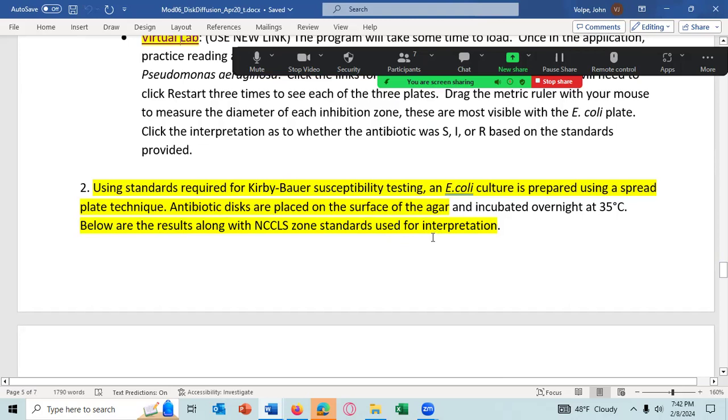All right, in step 2, you're going to be using standards required for the Kirby-Bauer susceptibility test. An E. coli culture is prepared using the spread plate technique. Antibiotic discs are placed on the surface of the agar. The agar is then incubated at 35 degrees Celsius, and below are the results, along with the NCCLS zone standards used for interpreting the sensitivity or resistance of the bacteria using the sizes of the zones of inhibition.